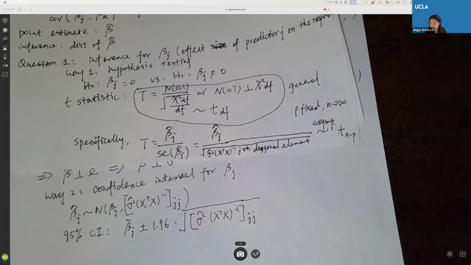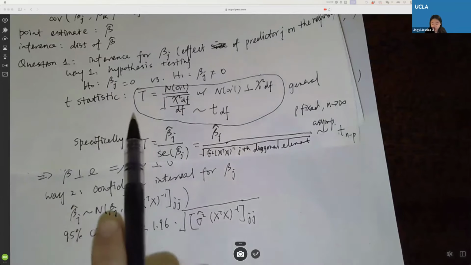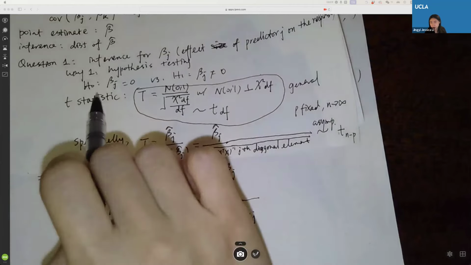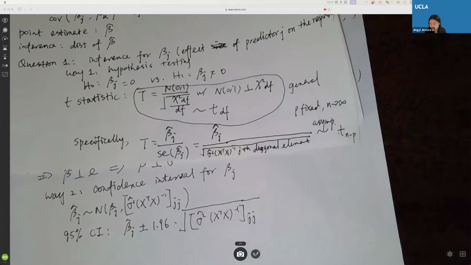Given a significance level 0.05, if you are doing this two-sided hypothesis testing, you will need to compute the p-value for your test statistic, compare that to 0.05 to make a binary decision. Do I reject the null that beta j is 0? Equivalently, you can construct a 95% confidence interval and then see whether this interval overlaps with 0. If it does, then you will say, I do not reject the null hypothesis. If it does not, then you say, I reject the null hypothesis. So in that case, these two ways are equivalent.